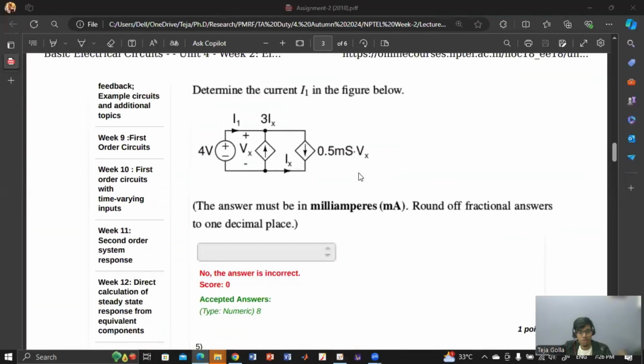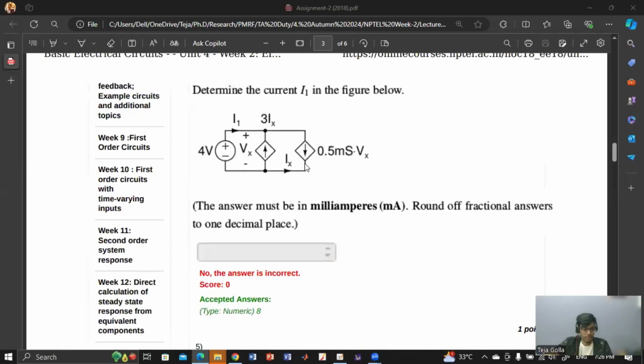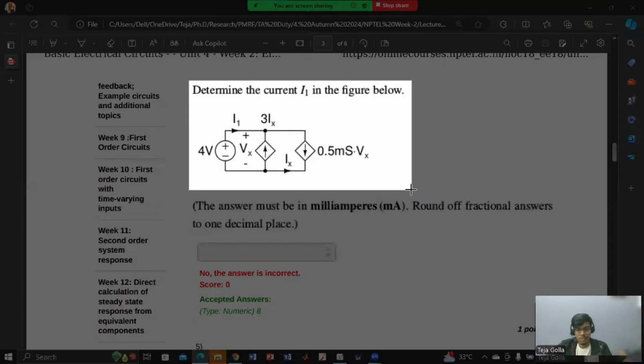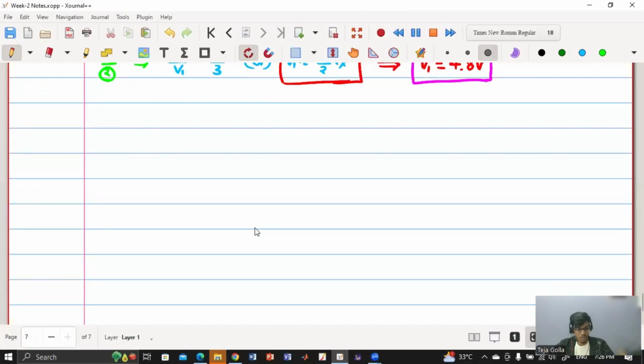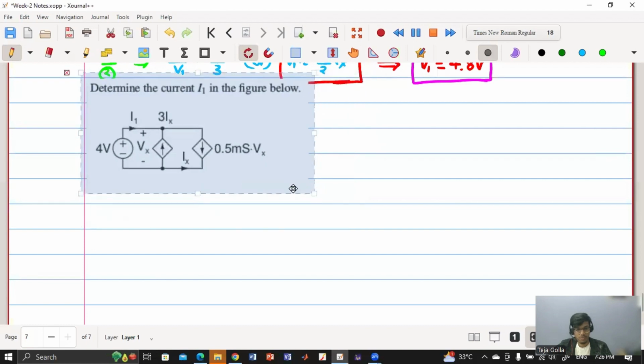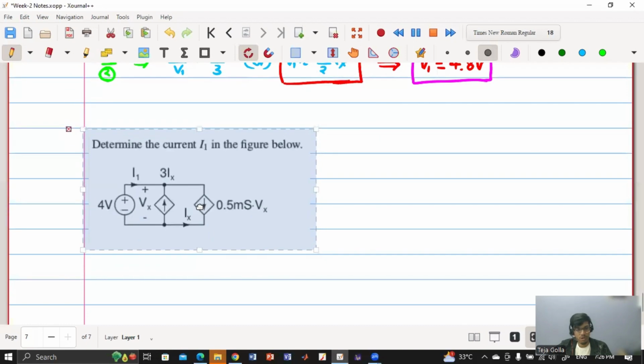Question 4. Yes, question 4 we can solve. We'll solve question 4. Determine the current in this question. Okay. We are in question 4 now. So first of all, which control source have they asked here? Can someone explain or tell which control source this is?